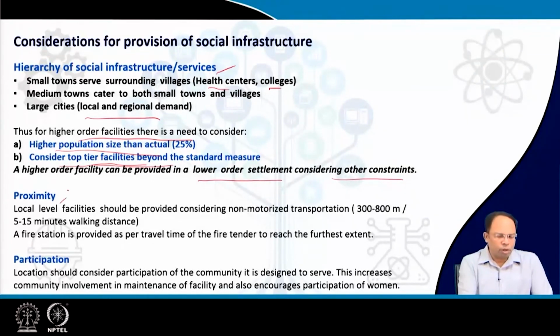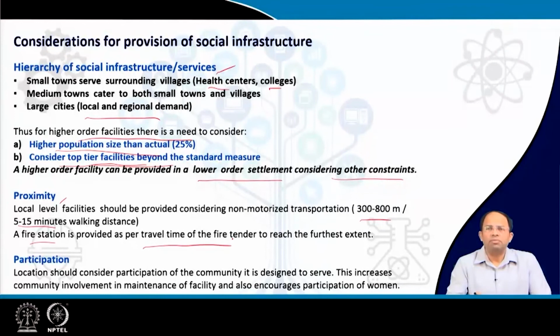Next is the property of proximity, which says that a local level facility should be provided considering people can walk to that facility. For example, if I want to provide a field or a sports facility, it should be within walkable distance, right? So accordingly, 300 to 800 meters or 5 to 15 minutes walking distance can be considered. On the other hand, if a fire station has to be provided, then we have to look into the travel time of the fire tender to reach the furthest extent of the area it is going to serve.